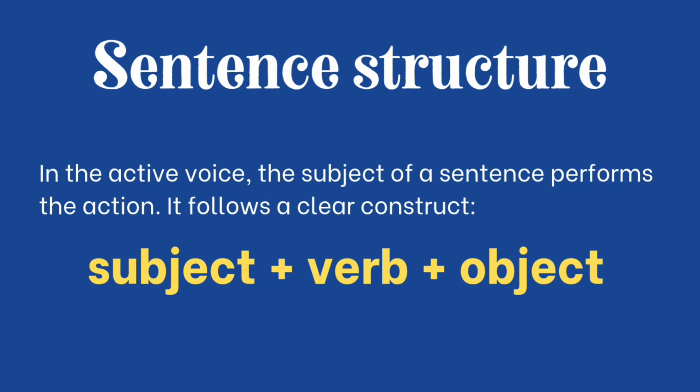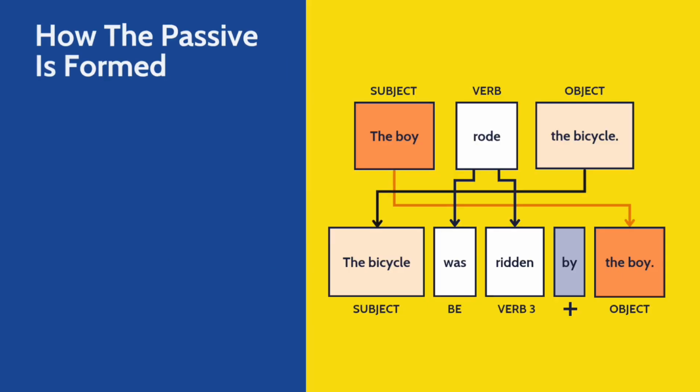Now let's discuss the sentence structure. How can we create a difference between active and passive? In the active voice, the subject of a sentence performs the action. It follows a clear construct: subject, verb, and object. Next question is how the passive voice is formed.